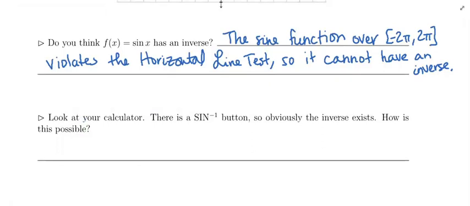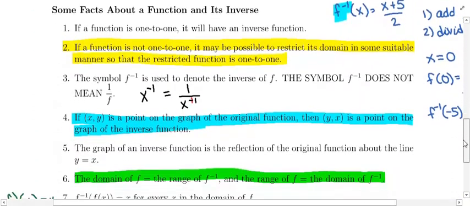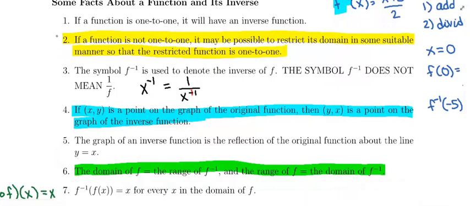Go back to page 1. In the properties of a function and its inverse, look what I highlighted in yellow. I told you when we were going through this that this yellow statement was going to be extremely important for trigonometric functions. It says if a function is not 1-to-1, it may be possible to restrict its domain in some suitable manner so that the restricted function is 1 to 1.